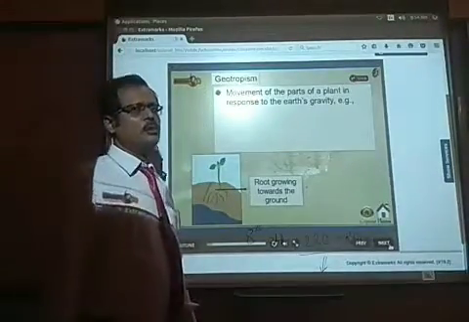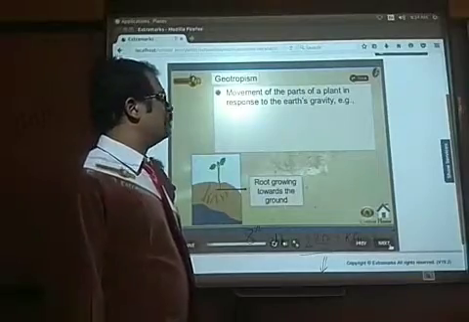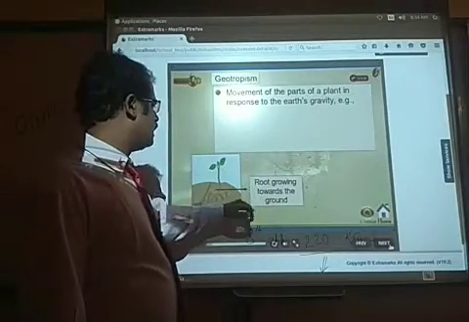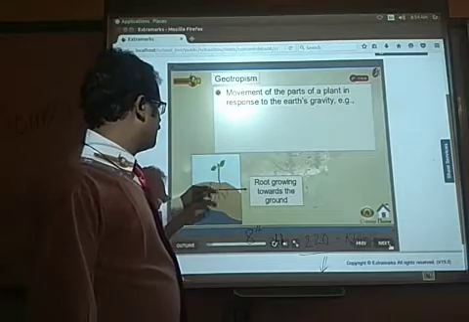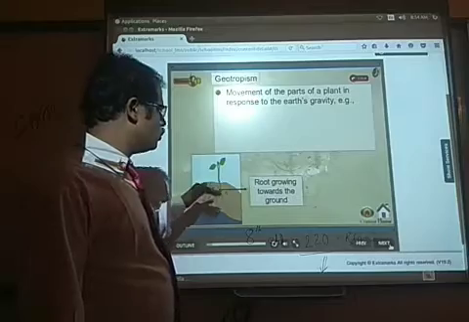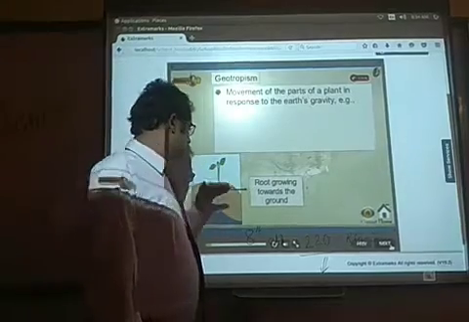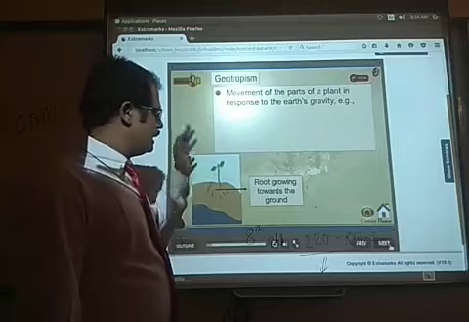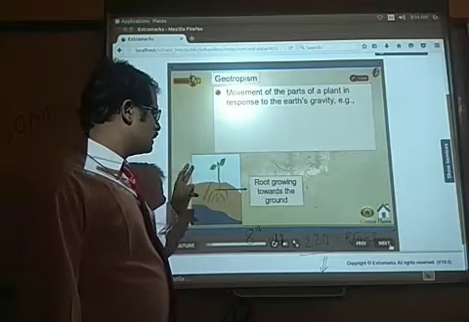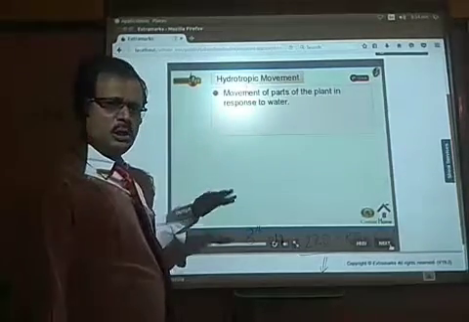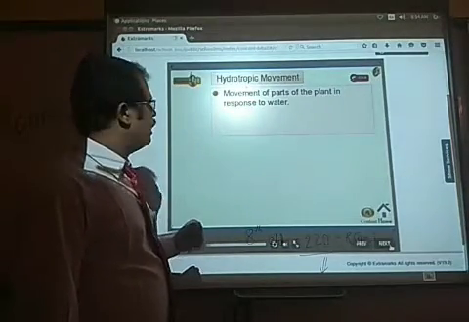Now, geotropism. Geotropism is the movement of a part of the plant in response to the Earth's gravity. As an example, the root grows towards the ground. Suppose this is a plant with two parts, root and shoot. The root always moves towards the dark and the shoot always moves towards the light. In this way, two types of movement occur. The roots move downward and the shoot moves upward.